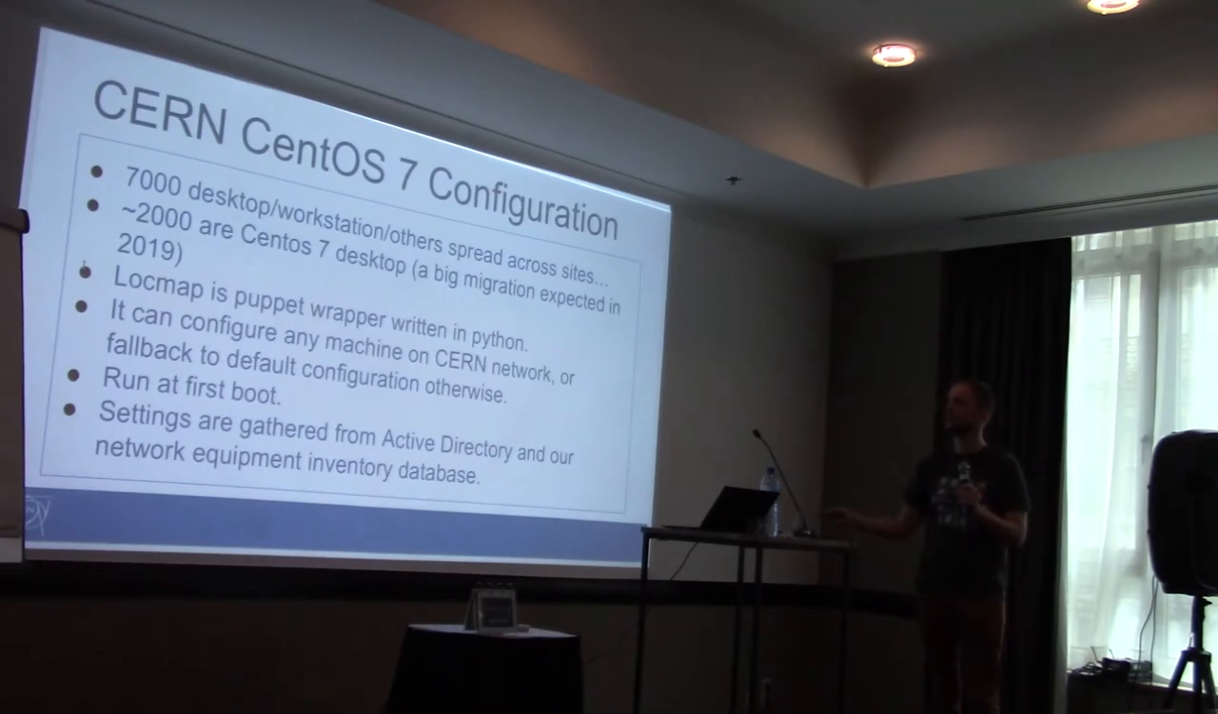As I mentioned and showed you before, LogMap is the configuration tool, written in Python. It can configure any machine. It gathers data from our Active Directory and from our network equipment, which allows devices on the Sun network, so it's querying that for who is responsible or who is the user of the equipment and can configure his account automatically. So one of the modules basically just adds the account to the machine depending on what field the Active Directory tells.